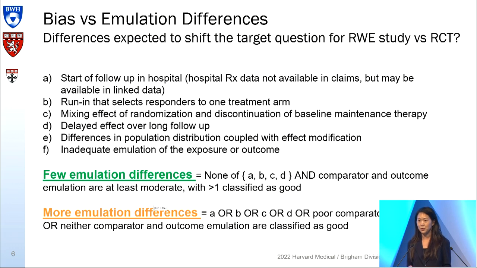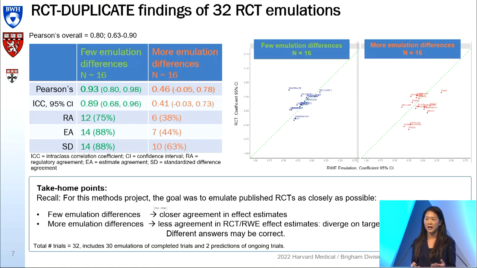To explore the potential role of design emulation differences, we created this exploratory indicator, which separated our sample into those with few design emulation differences and those with more design emulation differences. On the basis of the split, we had half of our pairs in each subsample. In the subsample that had few design emulation differences, we observed higher correlation as well as higher concordance on our pre-specified binary agreement metrics. In the half that had more design emulation differences, there was lower correlation and lower agreement. Now, there's a whole long list of potential sources of bias as well as design emulation differences that I could go into.